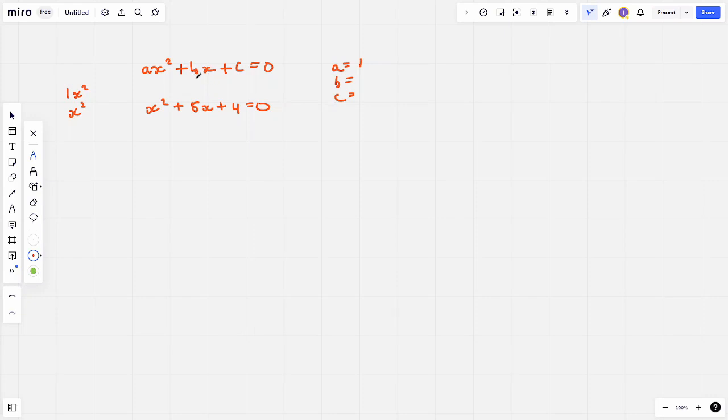Now that 5 is the same as this bx term, so that 5x is bx, so that coefficient b must be 5. Now this isolated value of 4 must relate to this coefficient c, so c must be equal to 4. Now why is that important? So firstly, we've got the coefficients.